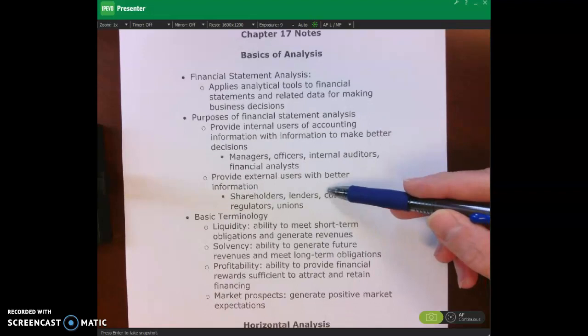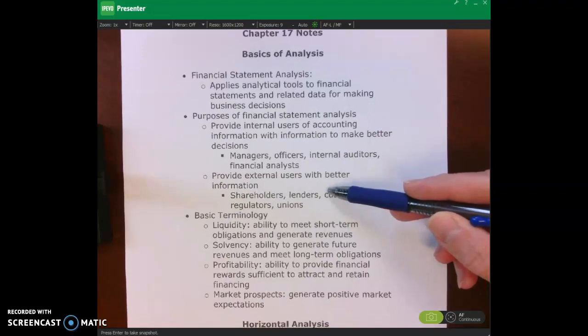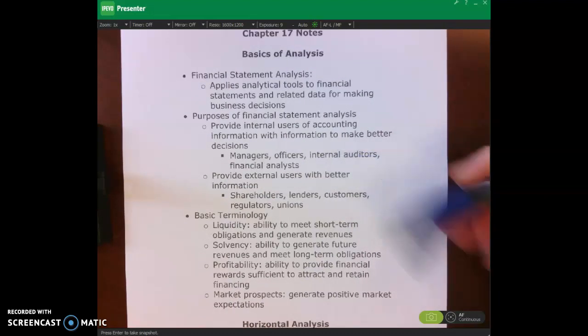Okay, so all kinds of decisions are made with financial ratios, and this whole chapter is dedicated to calculating different financial ratios and also horizontal and vertical analysis. There's some more terminology that we need to talk about.